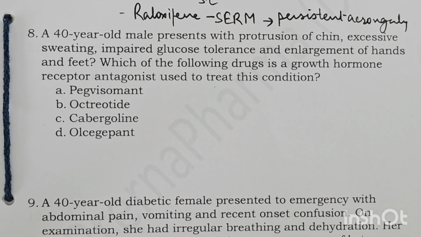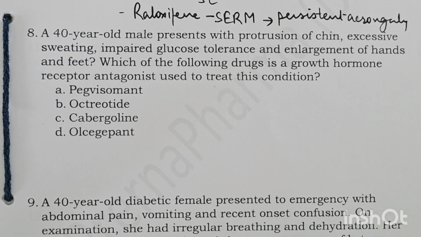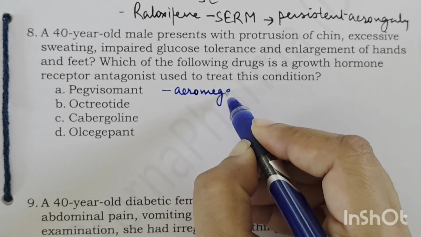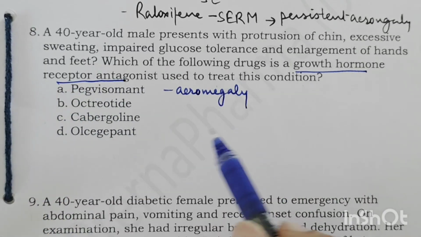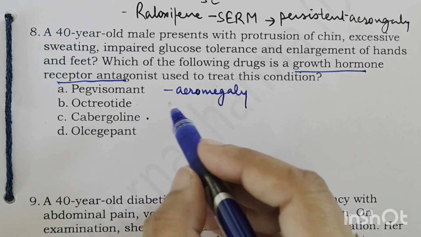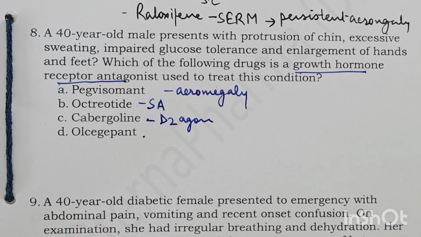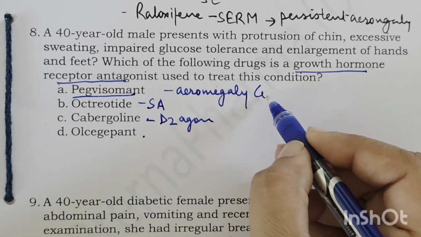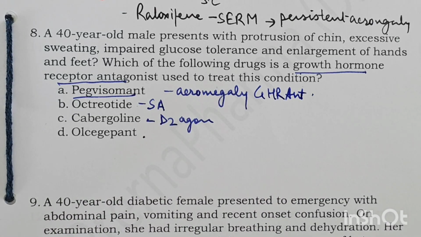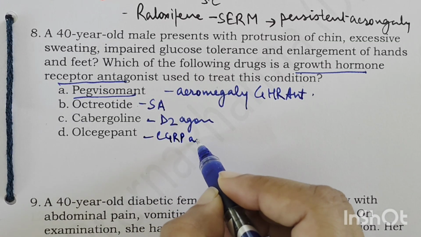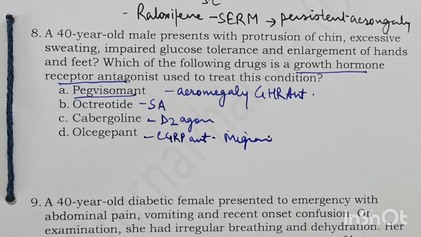Next question: a 40-year-old male presents with protrusion of chin, excessive sweating, impaired glucose tolerance, and enlargement of hands and feet. Which of the following drugs is a growth hormone receptor antagonist used to treat this condition? This again is a case of acromegaly, and they are asking specifically for a growth hormone receptor antagonist. Octreotide is a somatostatin analog, cabergoline is a D2 receptor agonist, and olcegepant is a CGRP receptor antagonist. So pegvisomant is a growth hormone receptor antagonist and is used in this treatment. Olcegepant is a CGRP antagonist used in the treatment of migraine.